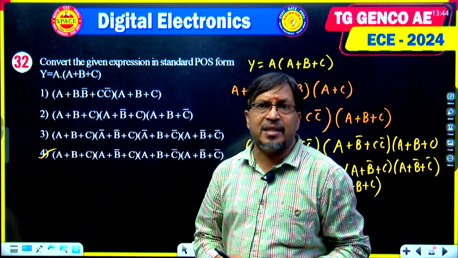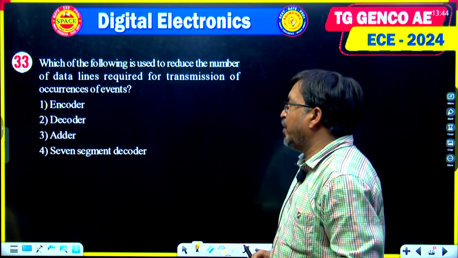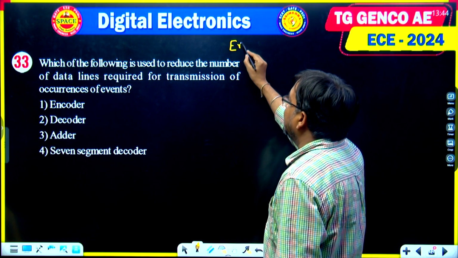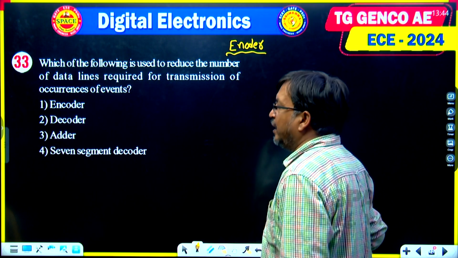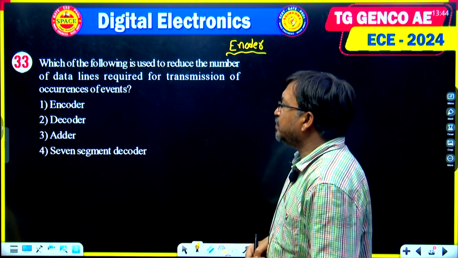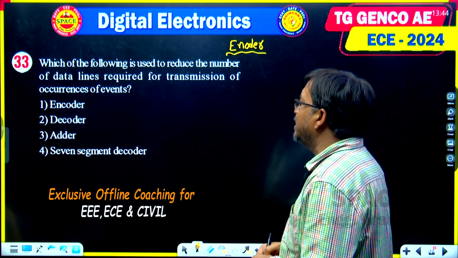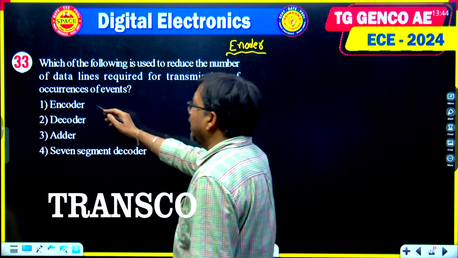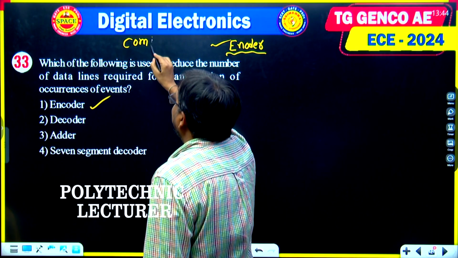Next question we are discussing here, question number 33 from the master question paper. This question is related to encoders and decoders, and it is a question related to combinational circuits. See here, which of the following is used to reduce the number of data lines required for transmission of occurrence of events? Yes, the answer is encoder. That's why I write here encoder, but the topic is related to combinational circuits.